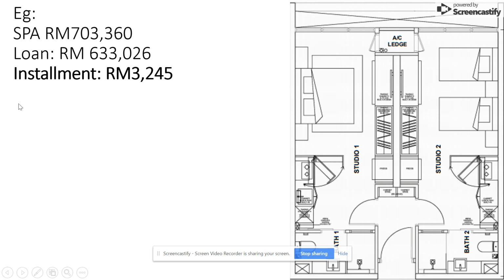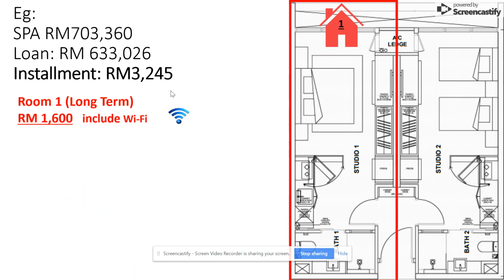According to the price, the S&P price is 703,360, loan up to 90%, 633,000, right? So this will make up an installment of 3,245. So how are we going to play with this layout to cover the installment? Now, using the conventional method and based on the research in the Oakland Road value, I'm going to use one room here and rent it out conventionally, what we call the long-term rental.